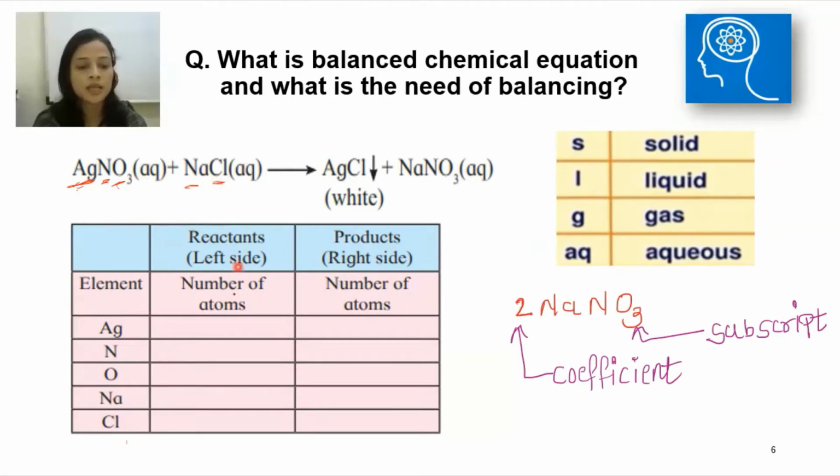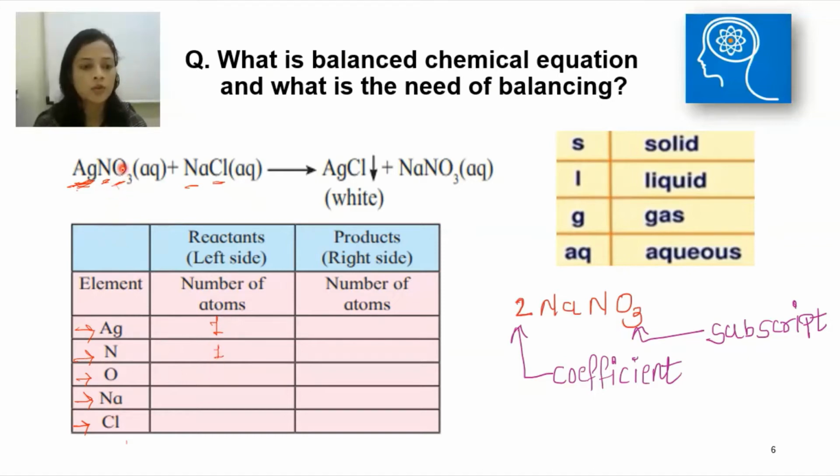Okay, so the reactant side. Now we'll count the number of atoms of Ag, the number of atoms of N, the number of atoms of O present in the reactant side, that is the left side, the number of atoms of Na, that is sodium, and the number of atoms of chlorine, that is Cl. So we'll see one by one. Here we can count. The number of Ag present over here is only 1. Okay. The number of N is also 1.